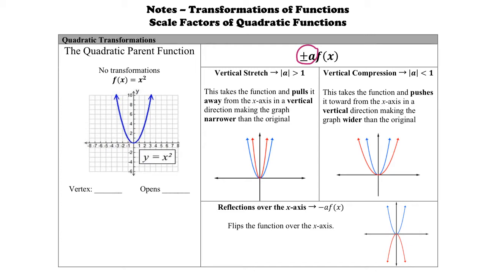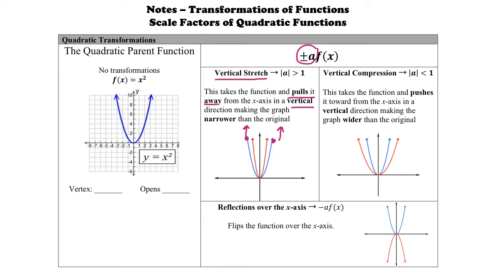So if your absolute value of a is greater than 1, so positive or negative, if a is a 2, a 3, a 4, anything larger than 1, it's called a vertical stretch. So what this does is it pulls the quadratic function away from the x-axis in a vertical direction. So it takes your blue, that's the original, and it takes these ends and it pulls this upward, and that's what creates a narrower parabola.